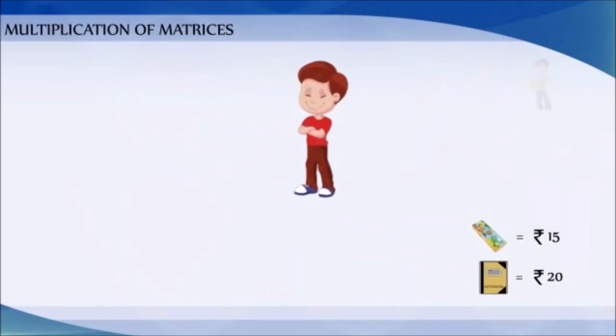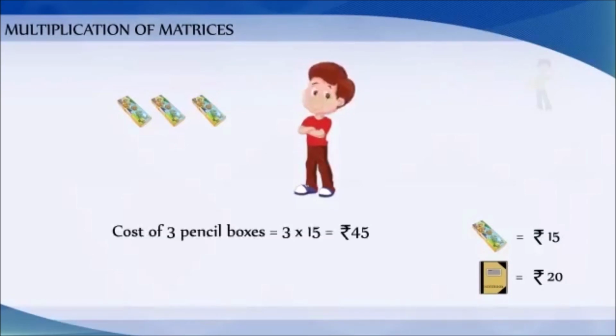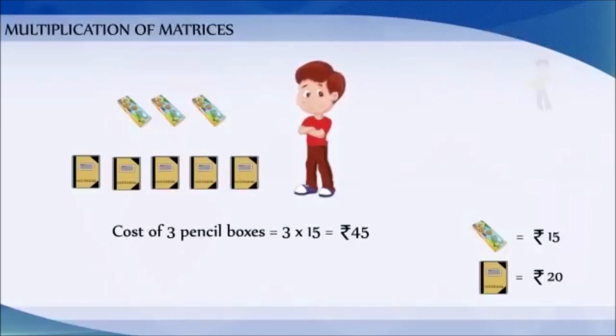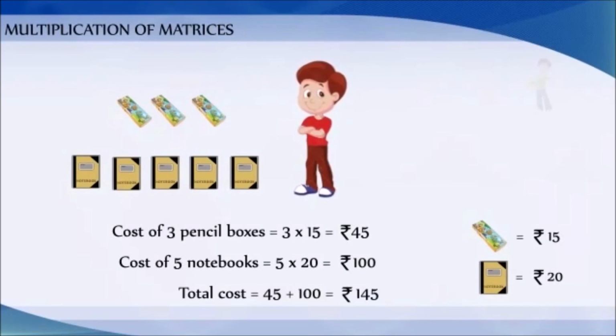Pawan needs 3 pencil boxes and each pencil box costs 15 rupees. So, 3 multiplied by 15 is 45 rupees, and he wants to buy 5 notebooks and the cost of 1 notebook is 20 rupees. Therefore, 5 multiplied by 20 is equal to 100 rupees. In total, Pawan needs 145 rupees.